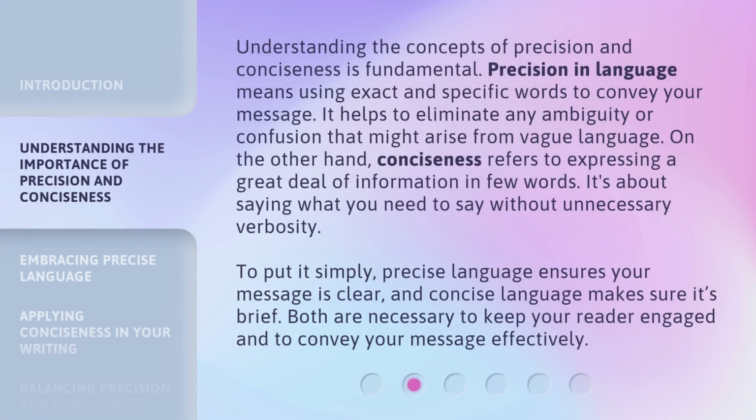Understanding the concepts of precision and conciseness is fundamental. Precision in language means using exact and specific words to convey your message. It helps to eliminate any ambiguity or confusion that might arise from vague language. On the other hand, conciseness refers to expressing a great deal of information in few words. It's about saying what you need to say without unnecessary verbosity.